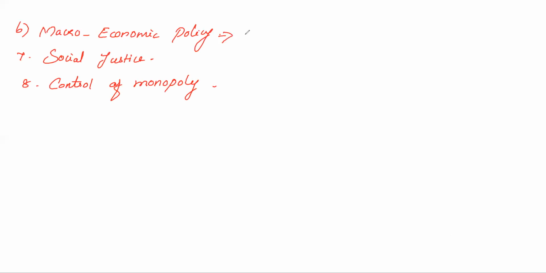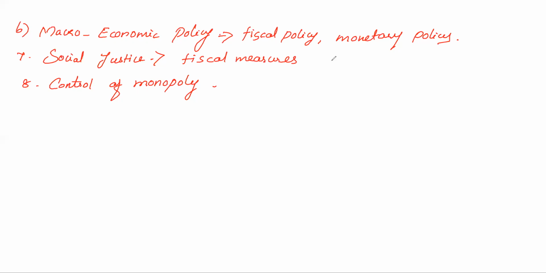Then next one, macroeconomic policy. So the administrative, fiscal policy and monetary policy achieve macroeconomic goals. So fiscal policy and monetary policy. Next is social justice. During the process of growth of an economy, certain sections of the society gain at the cost of others. The government needs to intervene with fiscal measures to redistribute income. That's all.